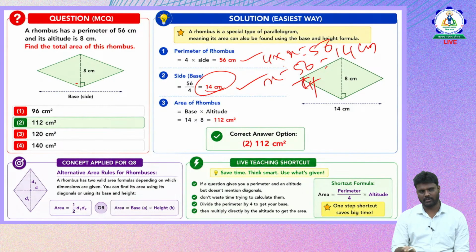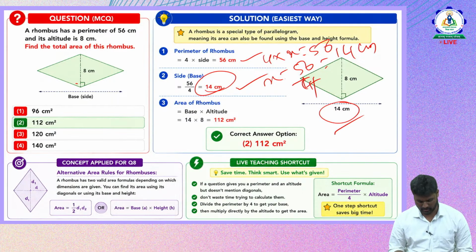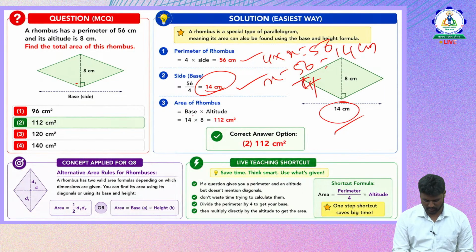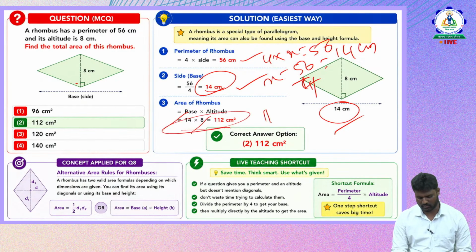Now what do we need to identify? The area of the rhombus. We got the base as 14 centimeters. What is the formula of the area of the rhombus? Base into altitude. The altitude is given in the question. So now we have the base and altitude. The base is 14, identified from the perimeter of the rhombus, and the altitude is 8 centimeters. When you multiply both, we get 112 centimeter square. Very easy question.